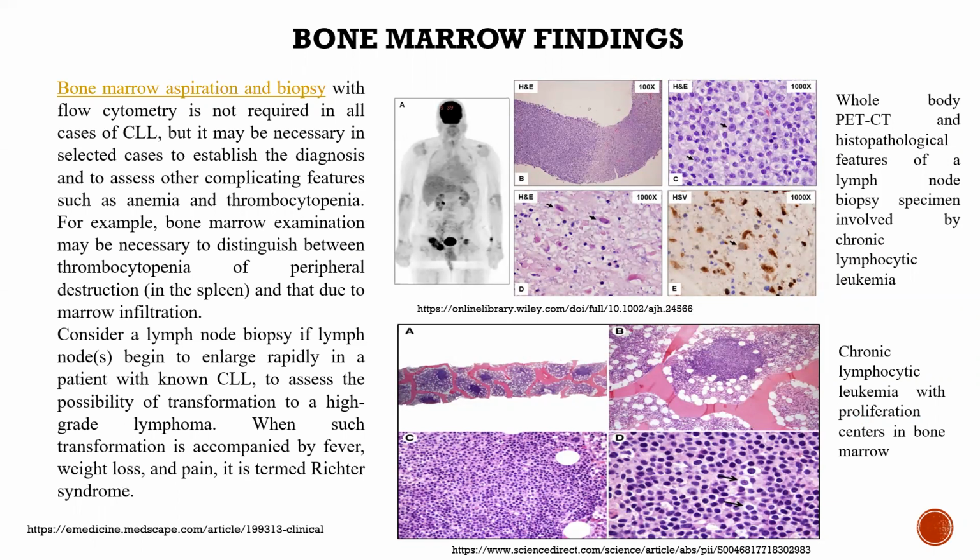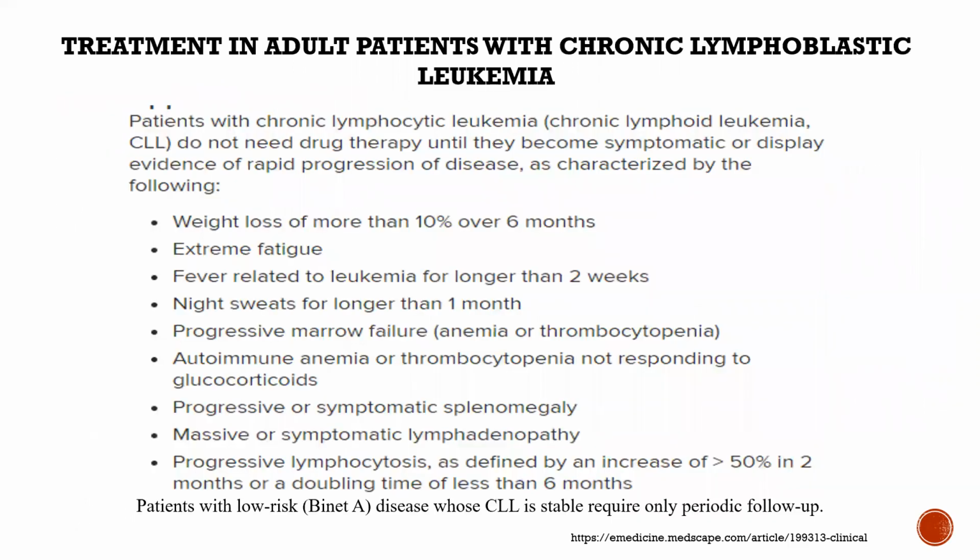Consider a lymph node biopsy if lymph nodes begin to enlarge rapidly in a patient with known chronic lymphocytic leukemia, to assess the possibility of transformation to a high-grade lymphoma. When such transformation is accompanied by fever, weight loss, and pain, it's termed Richter syndrome.